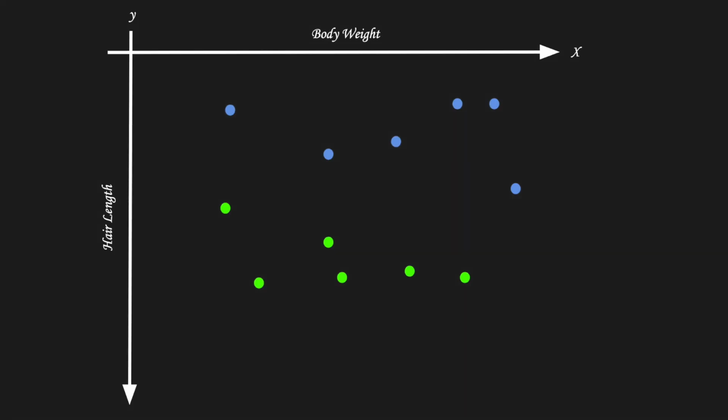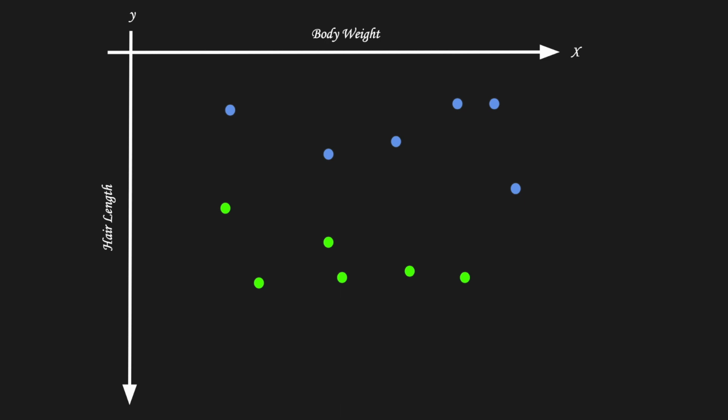Let's say the blue and green dots are our data points, and this is how they appear when we plot it on a graph. Now, we already know that the blue data points belong to males and green data points belong to females. And we know this because we have data of known males and females. We already know their gender, and we have taken their body weight and hair length and plotted it on a graph.